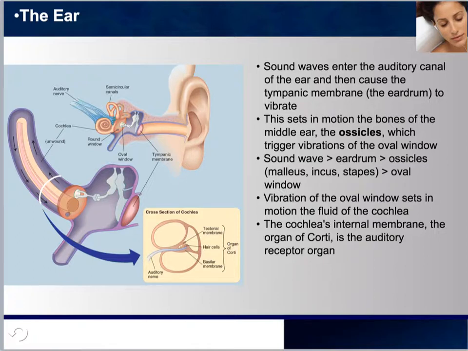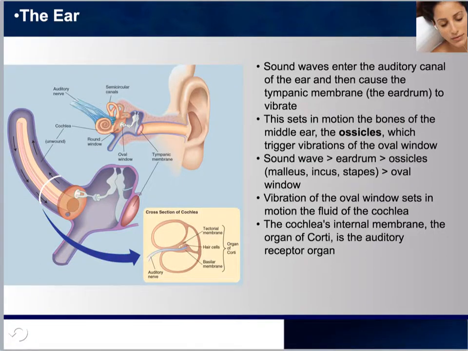Once it enters the oval window, the vibration of the oval window would set in motion the fluid that is in the cochlea. The cochlea is this snail-like thing here, and you could see that if we unwind it, it would look like a straight component like this. If we were to do a cross-section of the cochlea, that is to cut it right here, this is what the inside would look like.